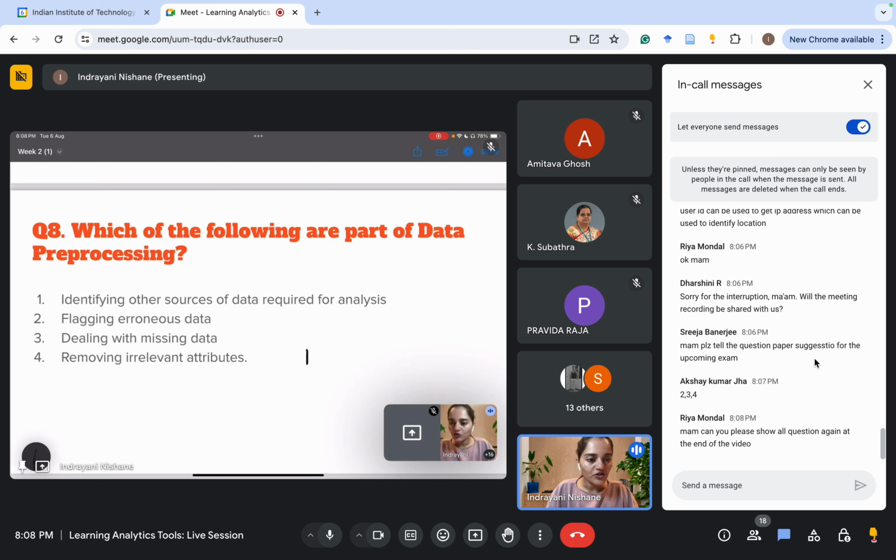Someone asks for question paper suggestions for the upcoming exam. So Shrija, the NPTEL pattern is such that 60% of questions are very similar to what gets asked in the assignment, and only 20% or 30% of questions are new. So if you go through the current year's assignment and what we are solving here, you will be able to score around 60 to 80% in the final exam. That's the pattern generally observed in the exam.